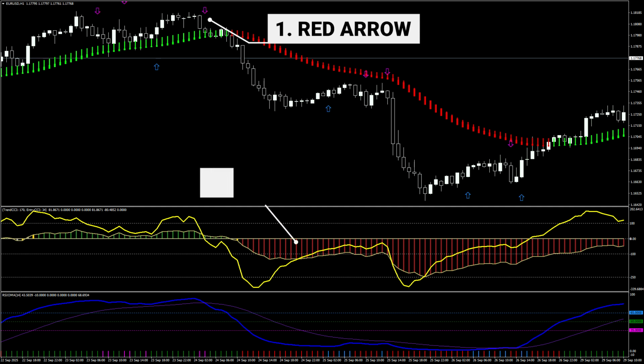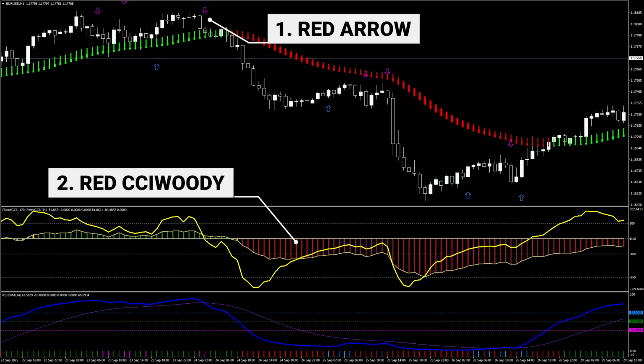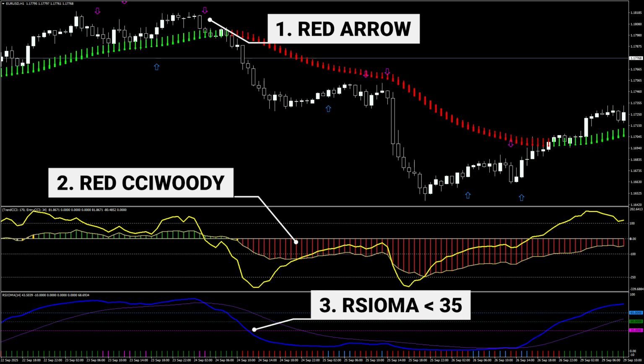We immediately check the double CCI Woody and we see it is firmly red. We check the RSI OMA and it is trading below the 35 level. Because the market gives us every single confirmation we need, we enter the trade.